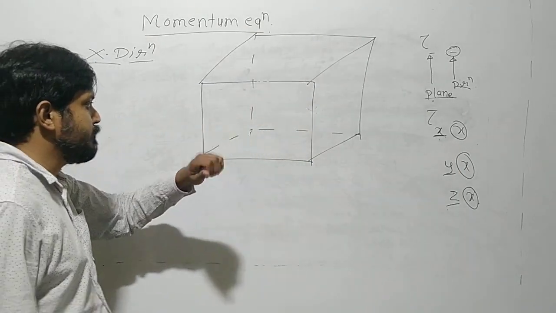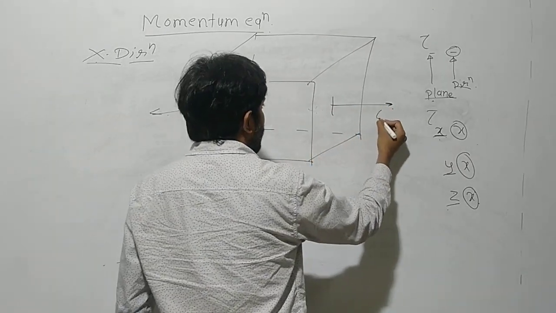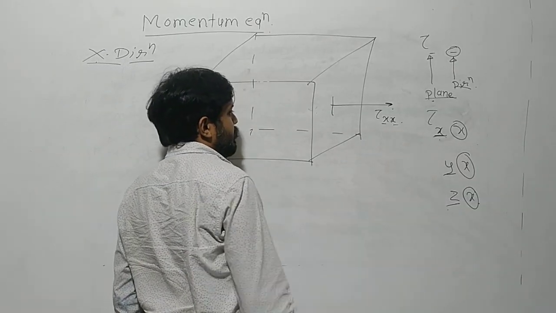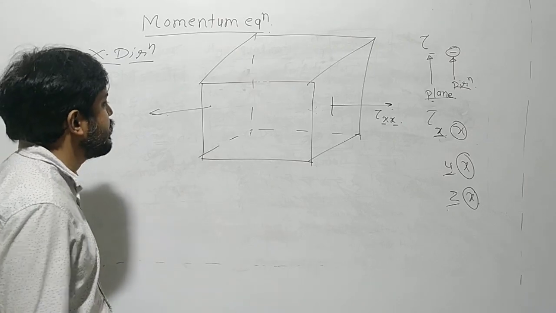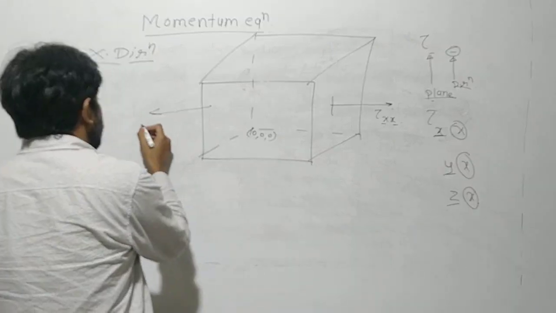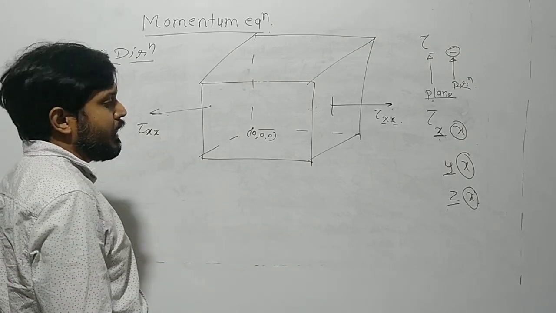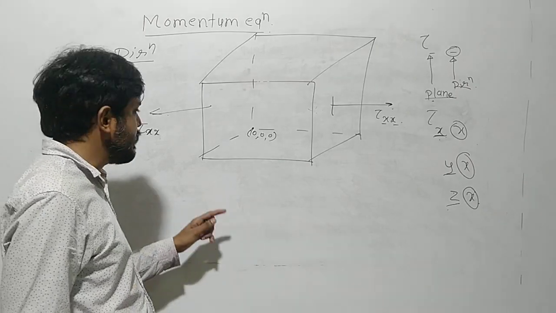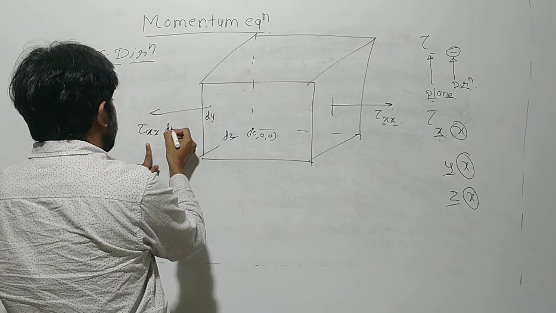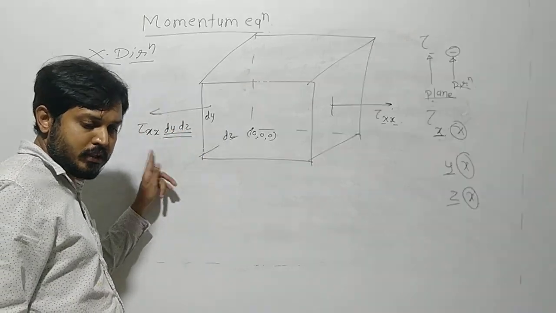So first, the x plane. This will be your x plane. Tau x is normal to the x plane. X plane, x direction. Remember, this is our origin. From the origin we are taking this initially. So tau xx into the plane area where this tau xx acts. This is nothing but dz and dy. So dy dz will be your area where the tau xx normal stress acts.